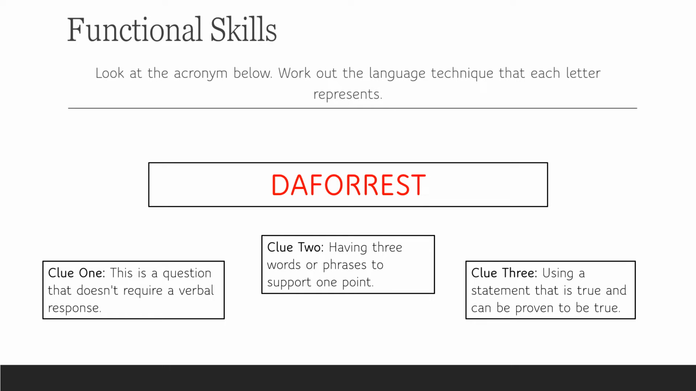So these clues only cover the first few techniques. So for clue number 1, this is a question that doesn't require a verbal response. Clue number 2, this is where you have 3 words or phrases to support one point. And the final one, using a statement that is true and can be proven to be true. So if you want to pause the video here and go through it at your own time, please feel free to do so. We're now going to jump ahead and have a bit of feedback.